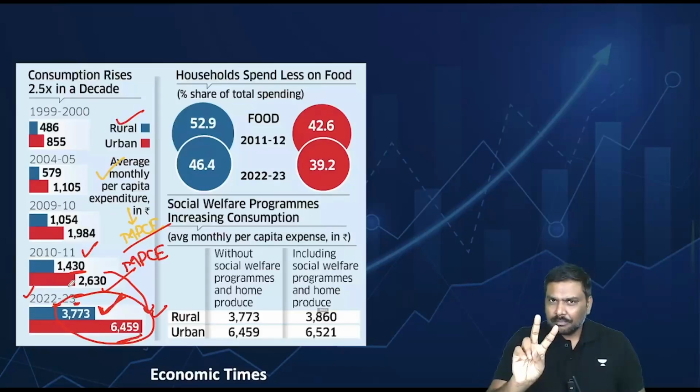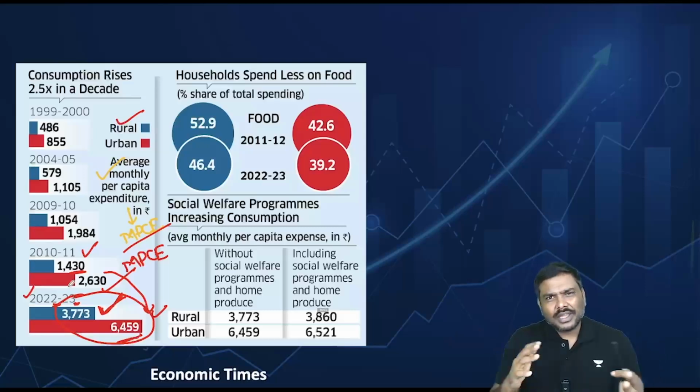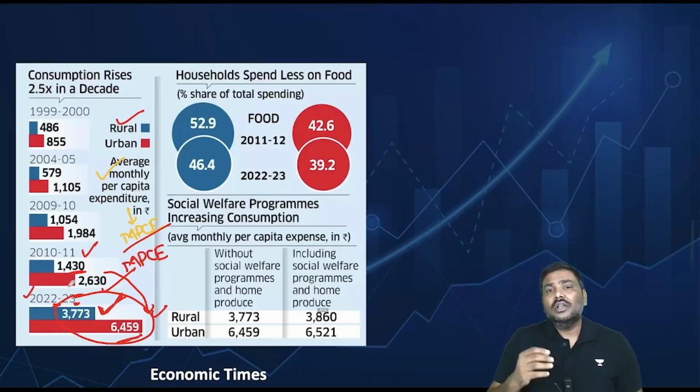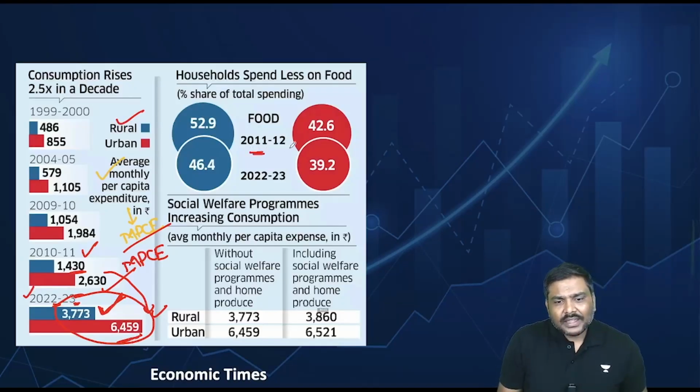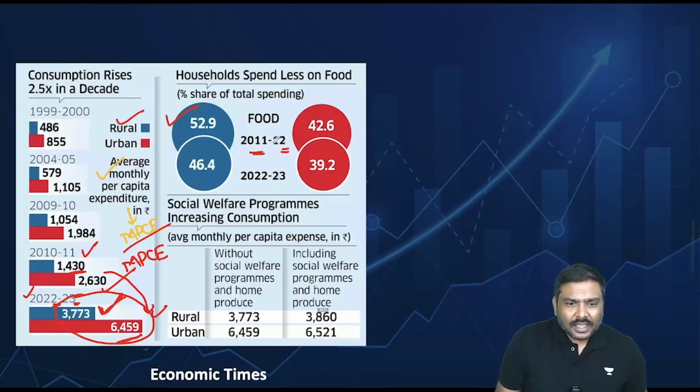Have patience. Point number 2: whatever per capita expenditure we incur, per capita meaning per person, is generally divided into food expenditure as well as non-food expenditure. So what does the data say? Basically, it says that back in 11 and 12, in rural India, 53%, rounding off the number, of the expenditure was on food. This has come down to 46.4%.